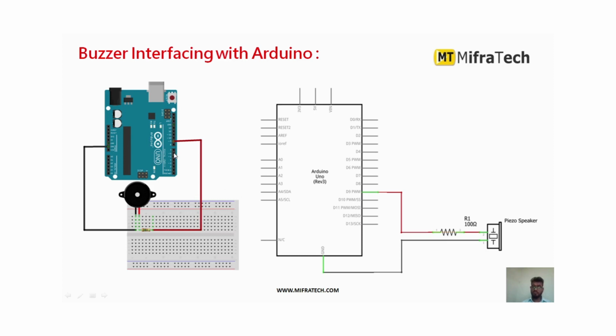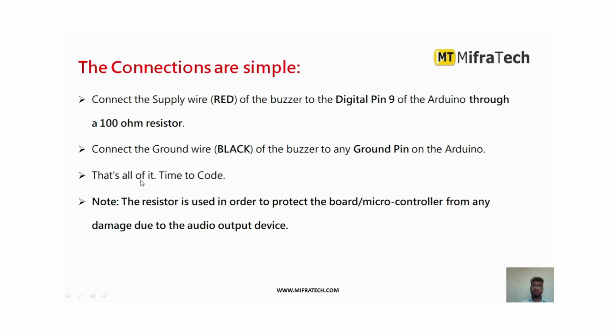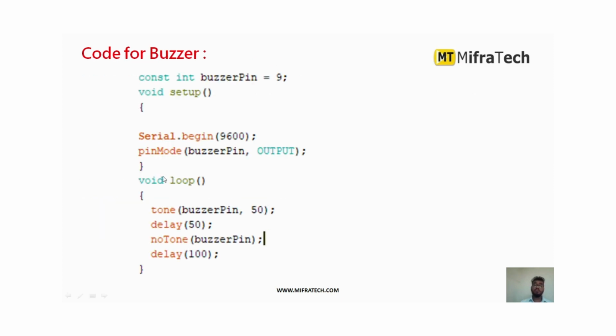So next we will see the code for it. The connection is simple, as I told. The digital pin of Arduino, pin number 9 of Arduino Uno, I have connected to the positive pin of the buzzer through one resistor, and ground I have connected to ground of Arduino Uno. So this is the simple code here. The buzzer I have connected to pin number 9, so I have to define it earlier itself. So constant buzzer pin I have taken as 9.